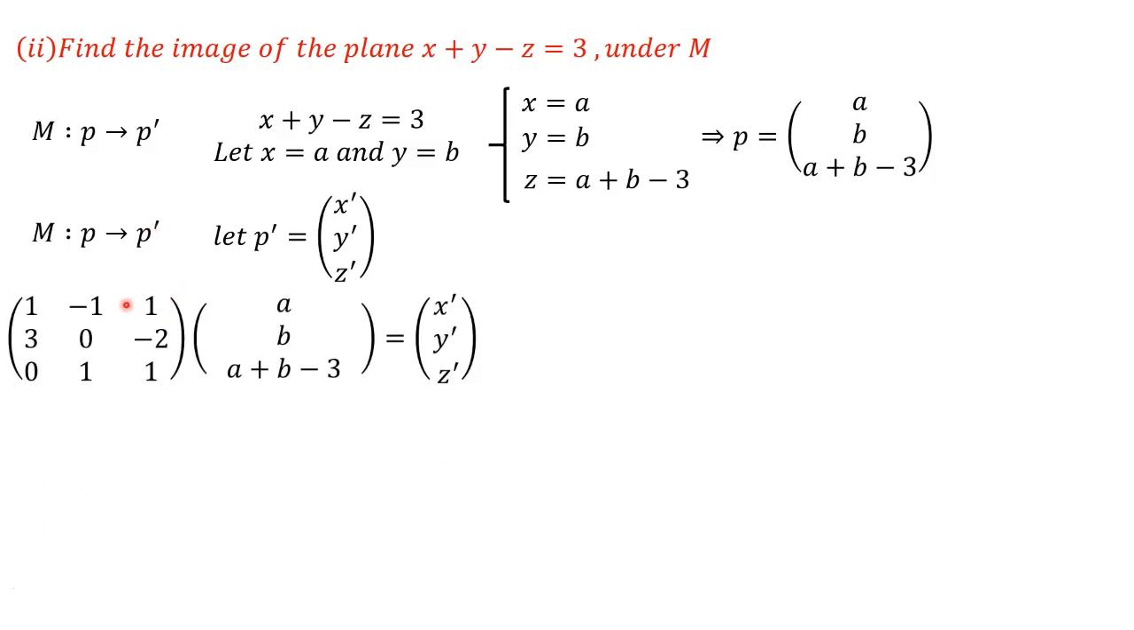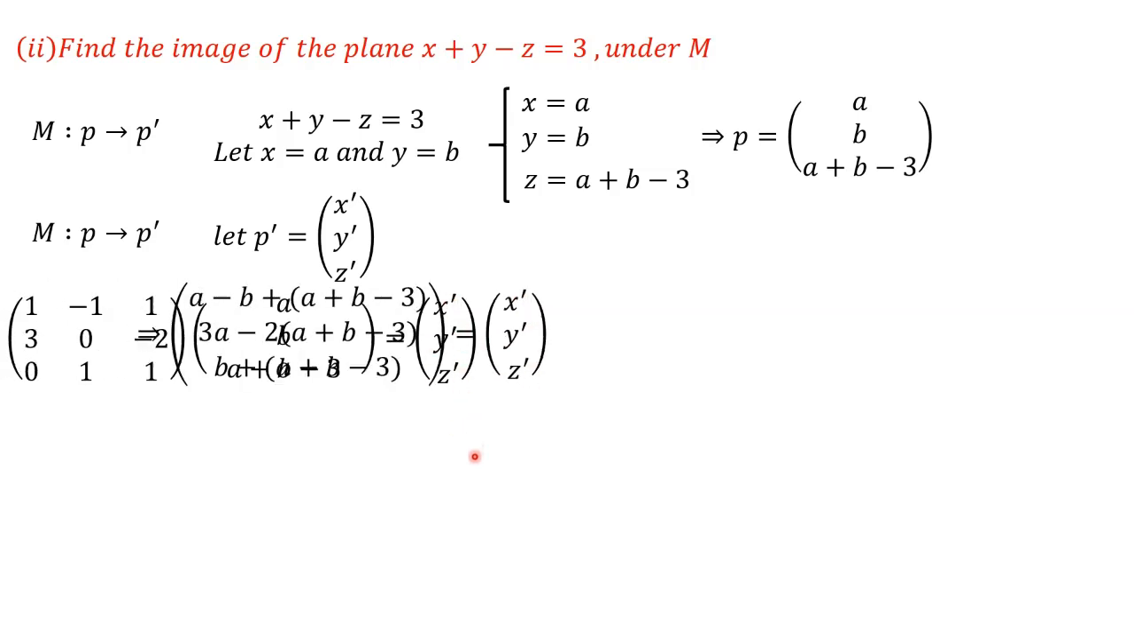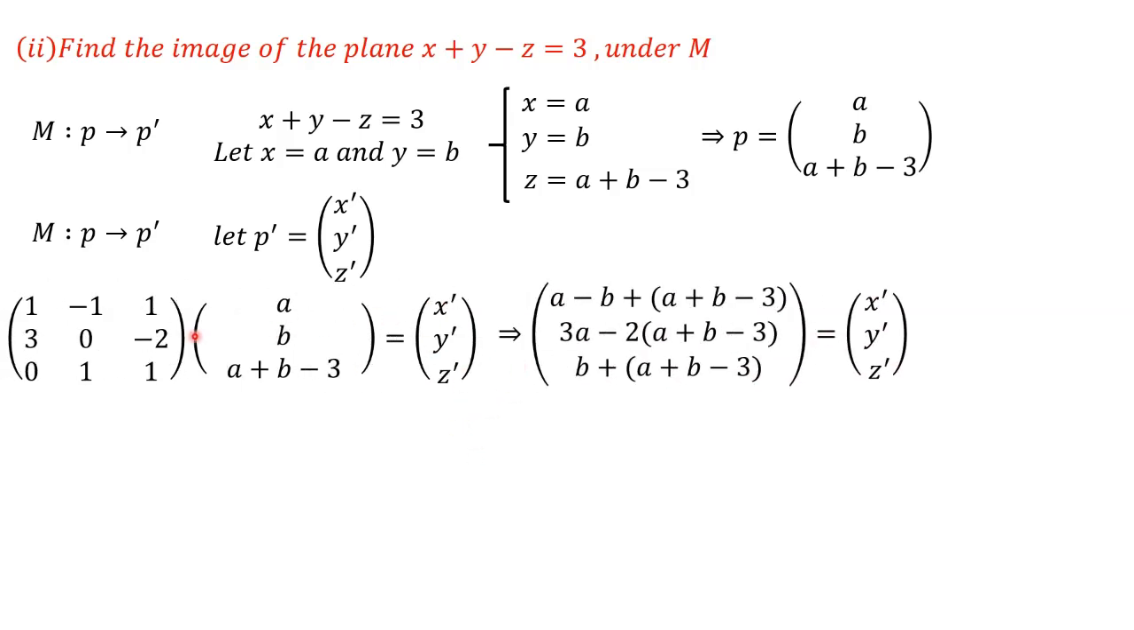We are asked to find the image under M, the transformation matrix. We can therefore multiply this matrix M, the transformation matrix, times the point which we obtained here, to equal x prime, y prime, and z prime, which are what we are looking for. We further simplify. That is row times column. Multiply this transformation matrix times this point. We get this expression by simply doing row times column.